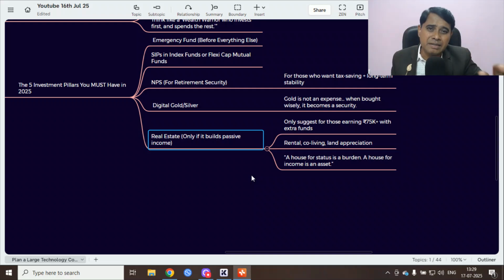If you have sufficient money lying aside in your bank account or fixed deposit, go and do that. But don't take loans and expect that returns will come. Consistent money has to flow into your bank account or portfolio, and only then can you go and purchase this. A house for status is a burden. A house for income is an asset. This is also the most important segment.